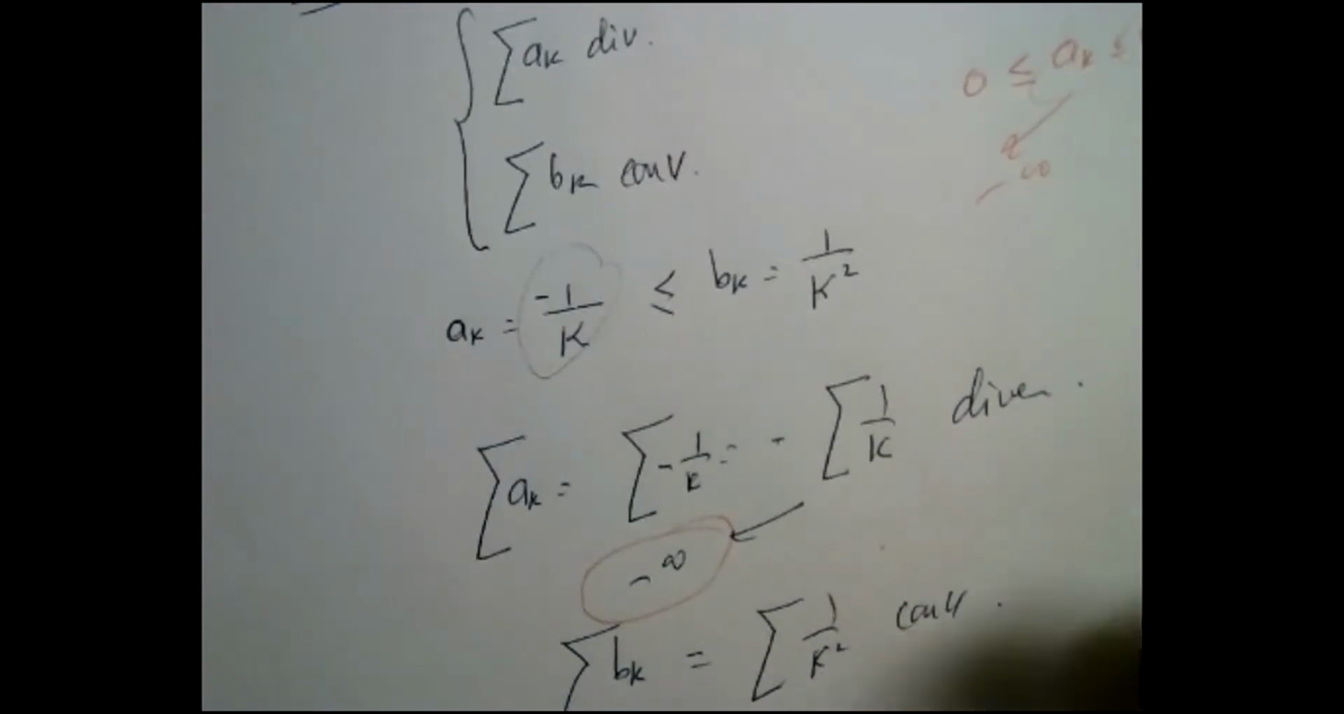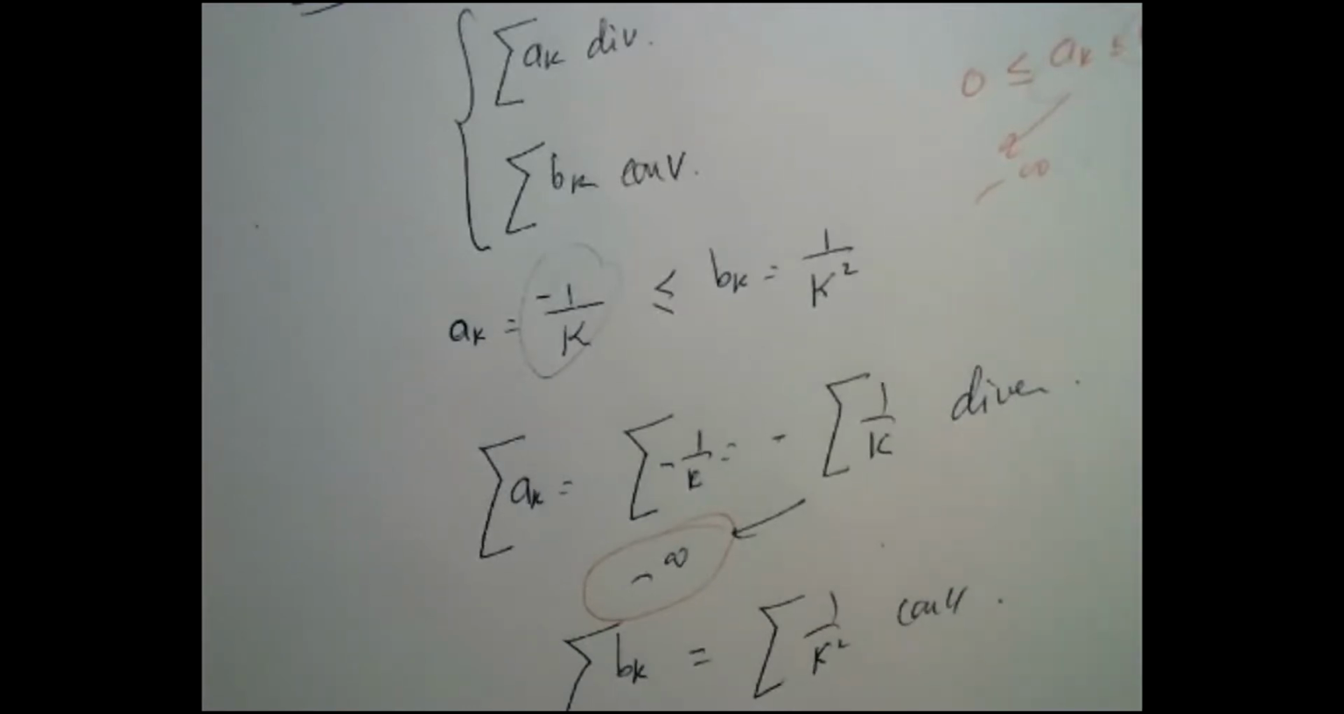So now the question is, when the signs are positive and negative and everything, how can we determine whether the series is going to converge? So today we're going to see our first scenario, what we call the alternating series.